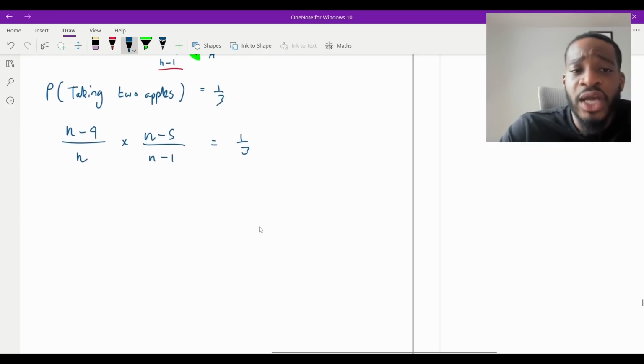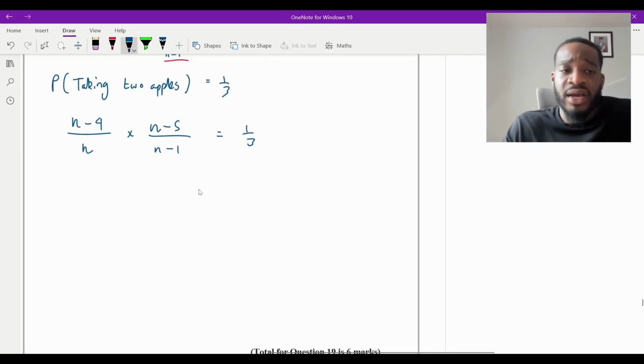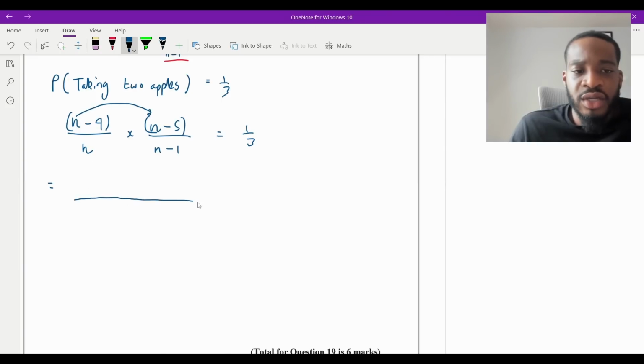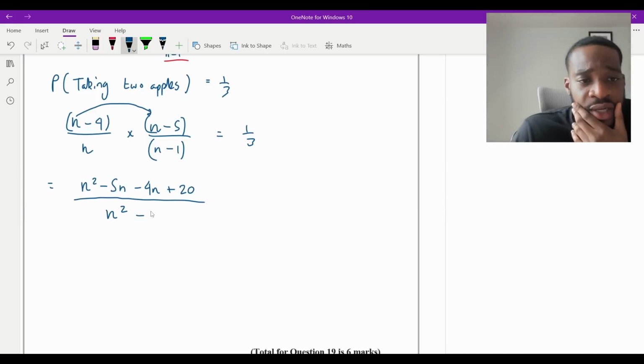So this is just an equation here. We need to figure out what n is. So what I'm going to do first is I'm actually going to expand the brackets, right? So if I put a bracket like this and a bracket like this, then if I expand the numerator, it's going to be n times n, which is going to be, let me draw a fraction line as well. That will be n squared. N times minus 5 is minus 5n. Minus 4 times n is going to be a minus 4n. And then minus 4 times minus 5 is a positive 20, right? Now, the bottom is just n times n minus 1. That's just going to be n squared. N times minus 1 is going to be minus n.